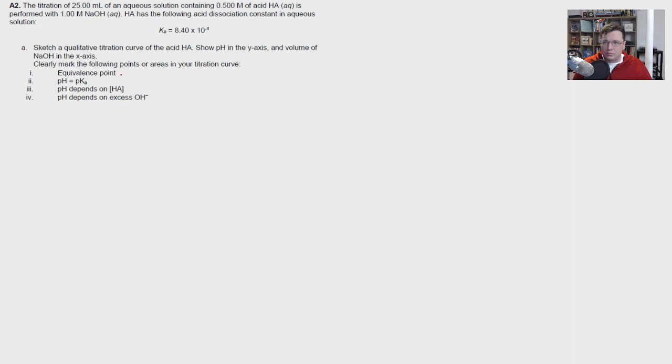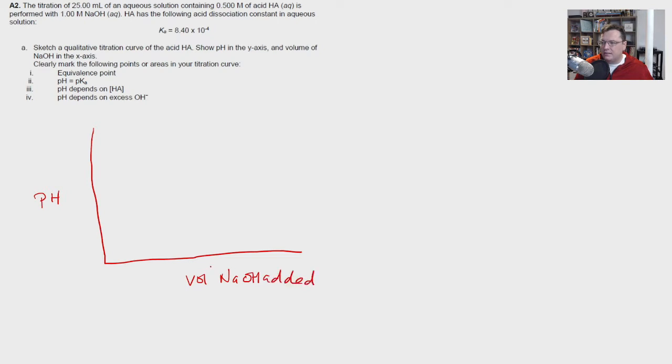One is the equivalence point. One is going to be the point where the pH is equal to the pKa. One is where the pH depends on the concentration of HA, and one where the pH depends on the concentration of the excess OH minus that we have, right? And so looking at this right here, if we just simply plot this, we have pH right here, we have volume of sodium hydroxide added down here, on the x-axis.